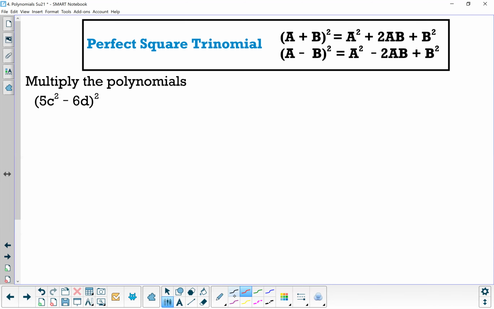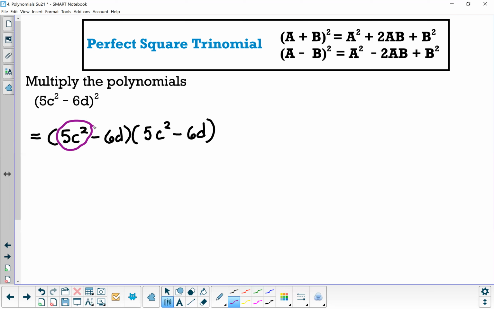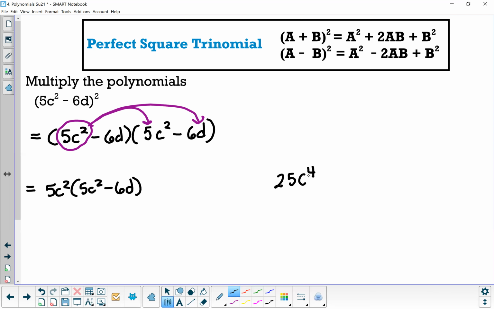Okay, so I'm going to do this question twice. The first time I'm going to just multiply this out because it's important to have that skill down. So remember, this expands to parentheses 5c squared minus 6d, close parentheses, parentheses 5c squared minus 6d, close parentheses. So we're distributing the 5c squared there and there, which means we are doing 5c squared multiplied to the 5c squared minus the 6d. And that's going to give us 25c to the 4th minus 30c squared d.